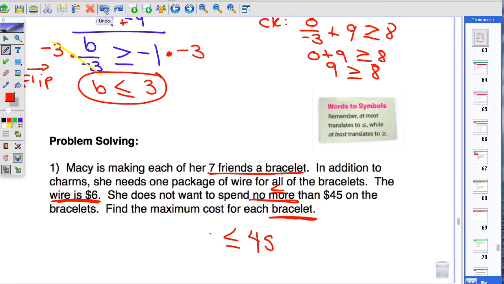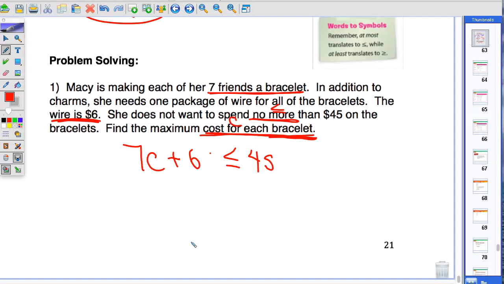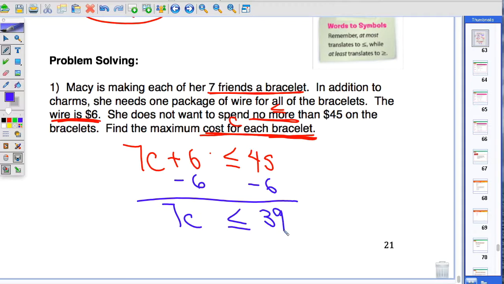We want to find out the cost to make each bracelet, so our cost is our unknown. We have 7 friends, and we want to figure out the cost for each bracelet, and we know that she's going to spend $6 for the wire. To get the variable by itself, subtract the $6 from both sides. That gives us 7C less than or equal to 39. Now we want to divide both sides by 7.